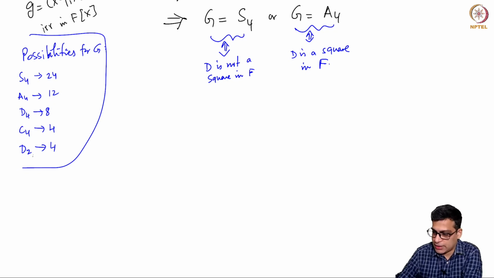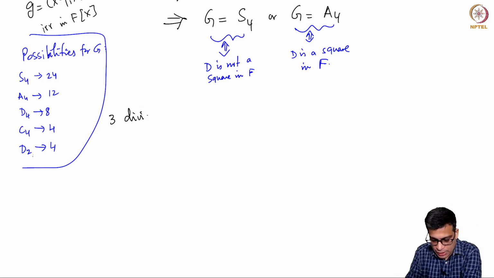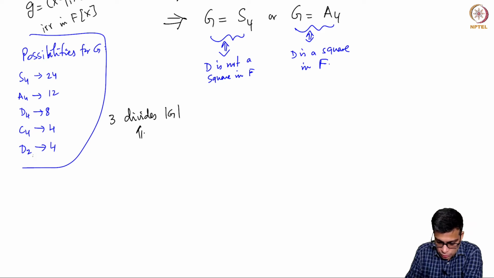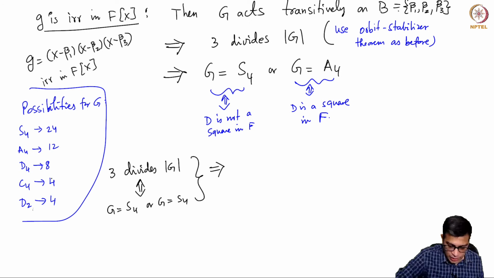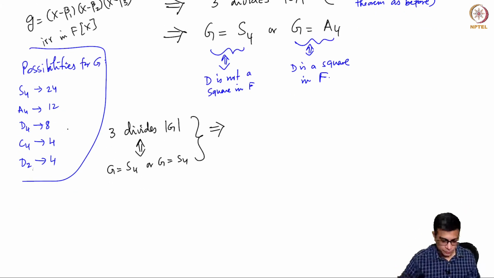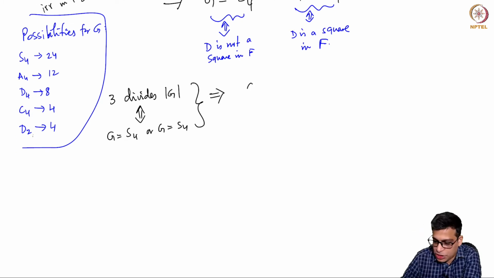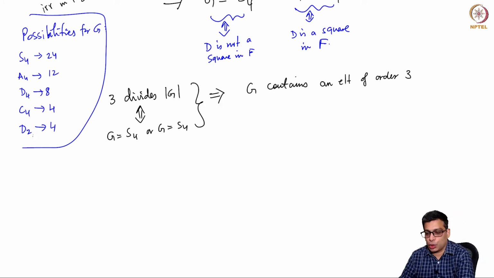Now I consider the case that 3 divides the order of G, so that means G is A4 or S4. Right. So 3 divides the order of the group, and among the list the only possibilities are these two, because these numbers are not divisible by 3. So in this case G contains an element of order 3, because 3 is a prime, and Cauchy's theorem says that if a prime number divides the order of a finite group, there is an element of that order.